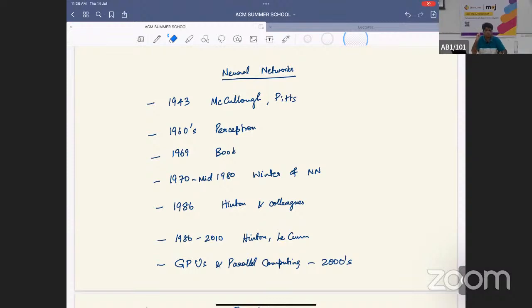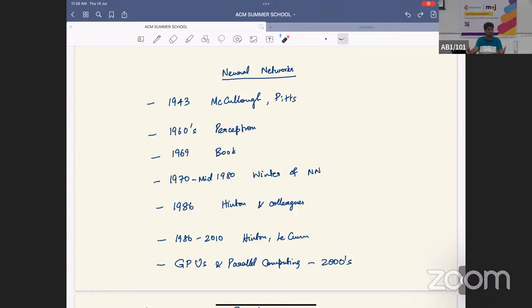In 1969 a very famous book was published, and after that, from the 1970s to the mid-1980s, the problem with these neural networks was that they were data hungry and also required a lot of computational resources. There was not much development in terms of computers at that time. Okay. So this is called the winter of neural networks, where people were not buying into the philosophy of neural networks.